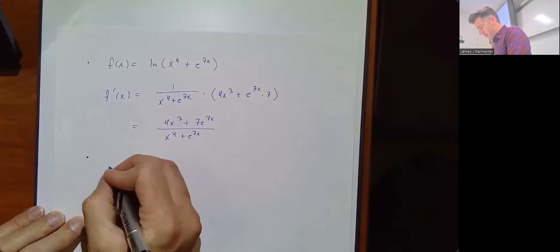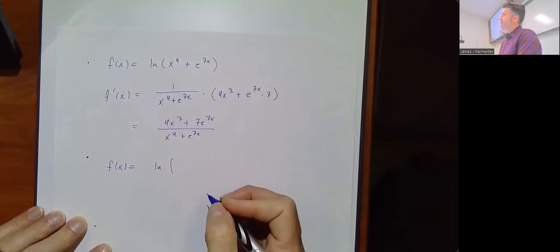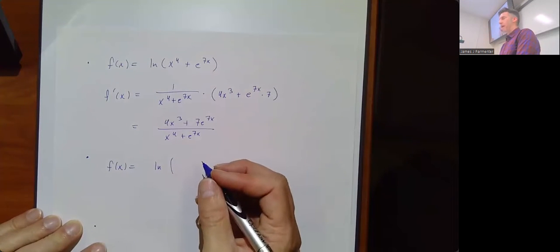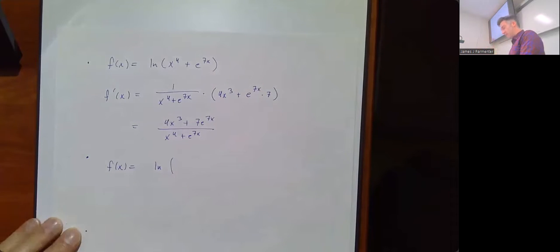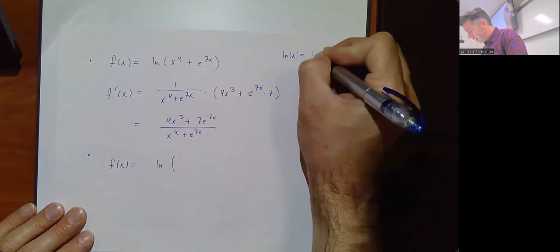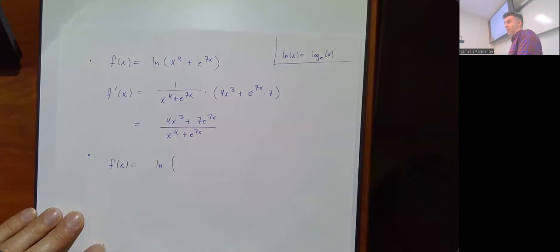Let's say I want to take the derivative of the natural log of, what's the base for natural log? Well, just e. So really, when I write natural log of x, it is really log base e of x. It just comes up so much that we don't write the log base e.